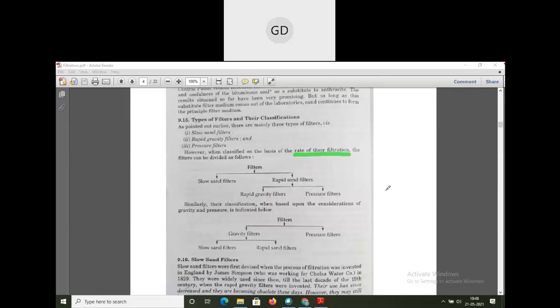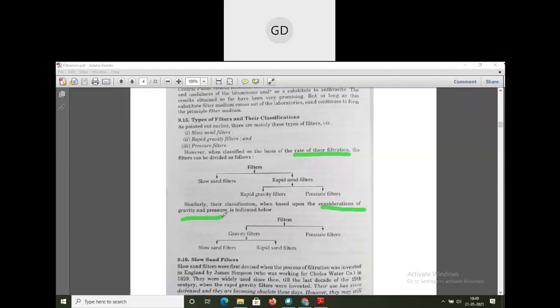Then rapid sand filters can again be divided into two parts, that is rapid gravity filters and pressure filters. Now if you classify it on the basis of gravity and pressure, then the filters are again of two types, that is gravity filters and pressure filters. And here the gravity filters are again subdivided into slow sand filters and rapid sand filters.